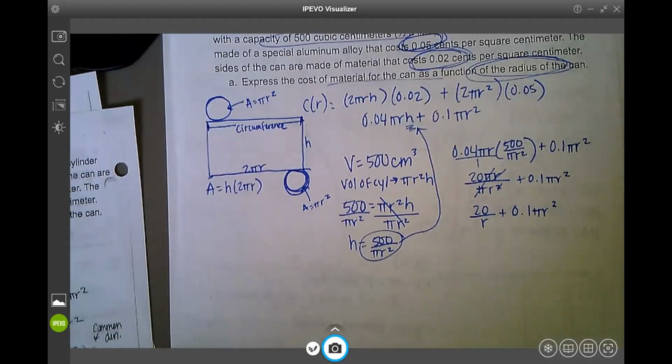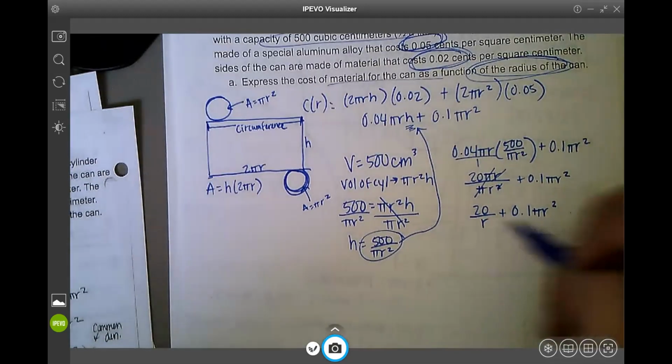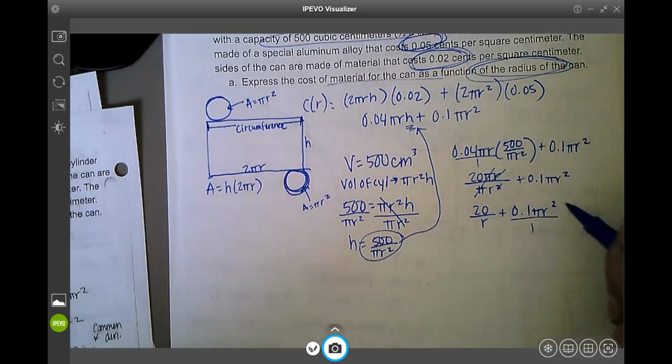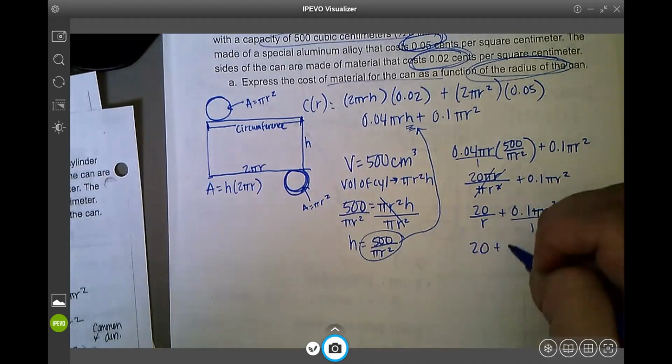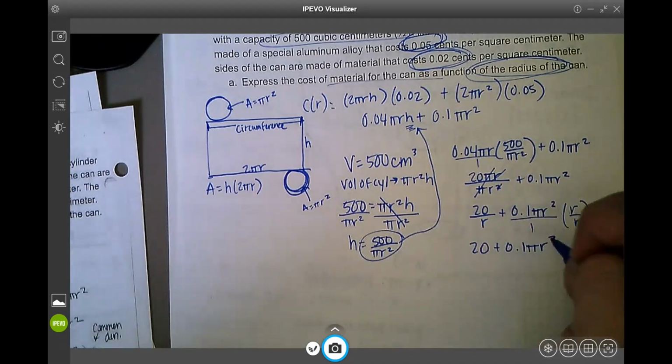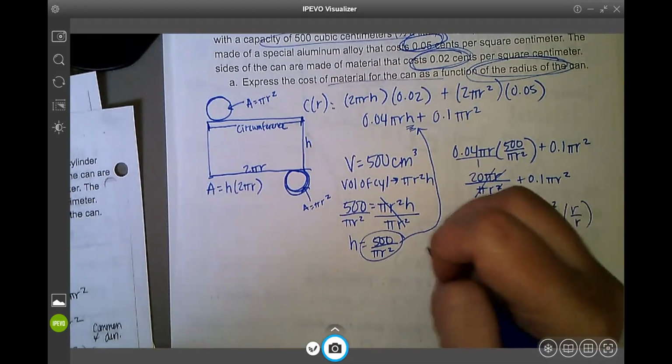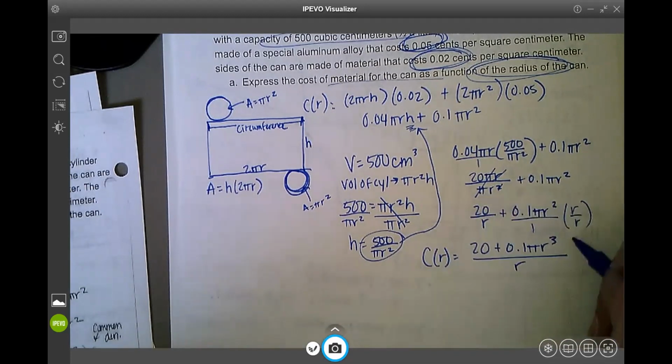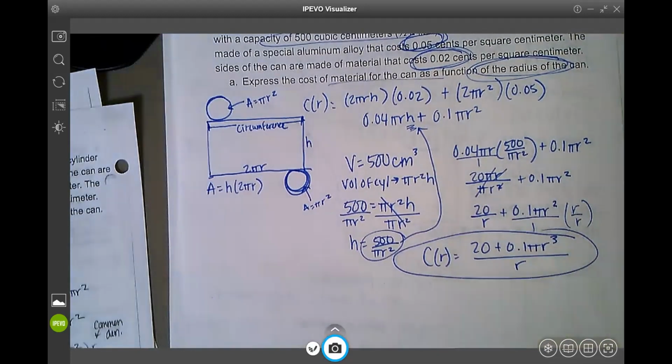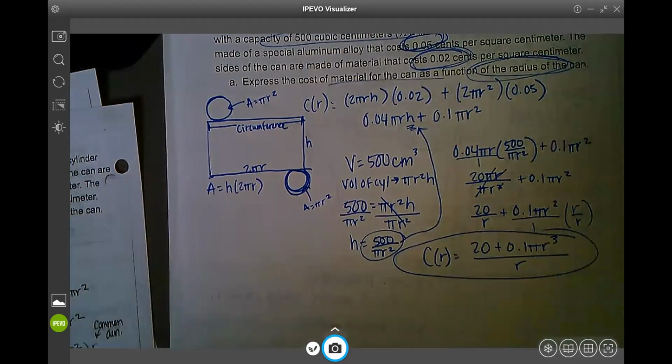My last step is just to get a common denominator. So my common denominator here is going to be r. So I'm going to multiply this one by r over r. So I have 20 plus 0.1 pi r cubed over r. And that is my cost in terms of the radius of the can. That's all we care about is the radius of the can.